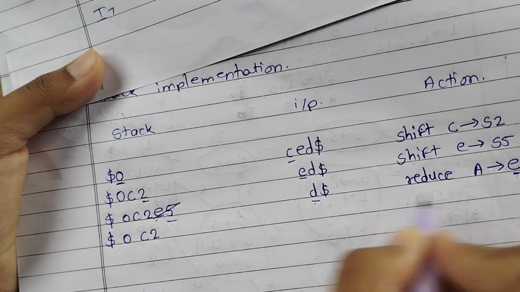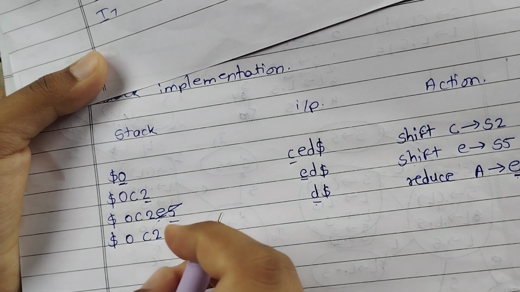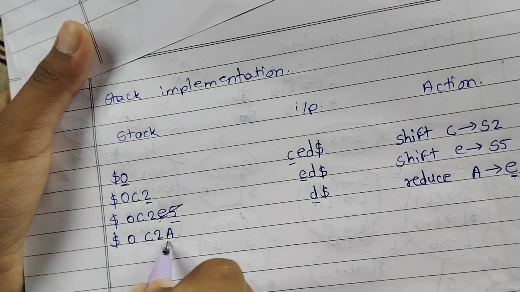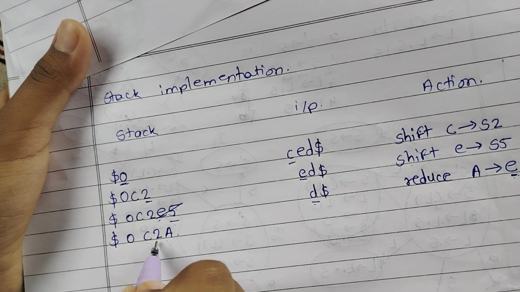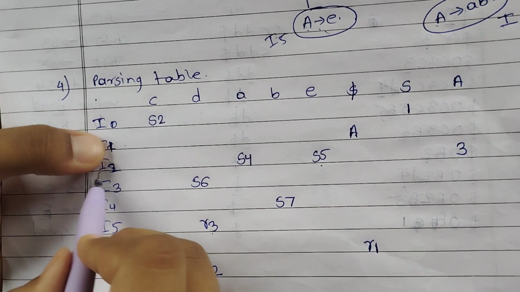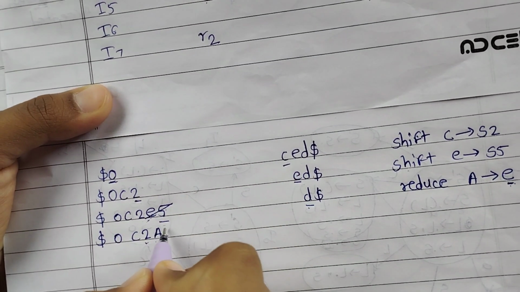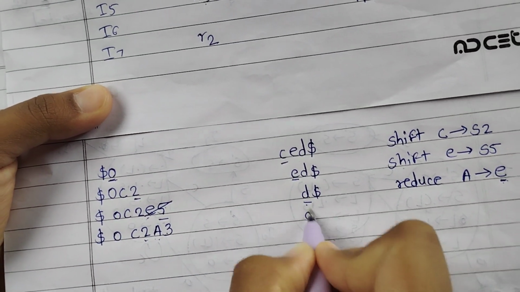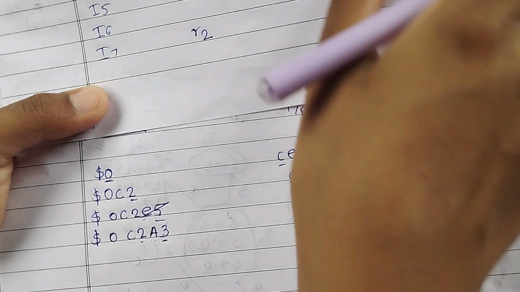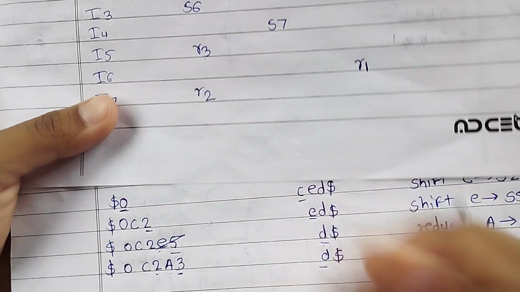Now next, once we reduce this, write the remaining as it is: $0 c 2, and what we reduce is A. For this whole set of characters we reduce capital A, and we want a number on the stack. We get this number by checking the previous state number 2. So I2 with A, check I2 in capital A. I2 on capital A is 3. So write this number 3 here, and d$ as it is. Now this 3 means I3 and d. I3 and d is S6, which means shift S6.